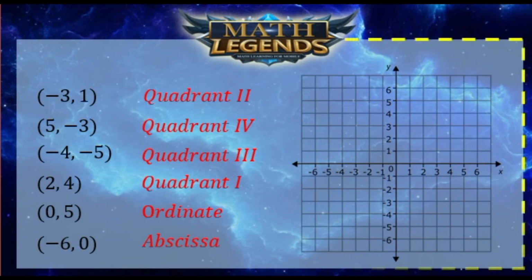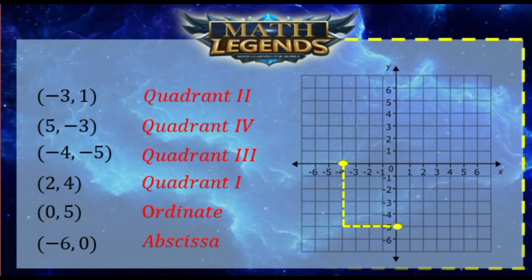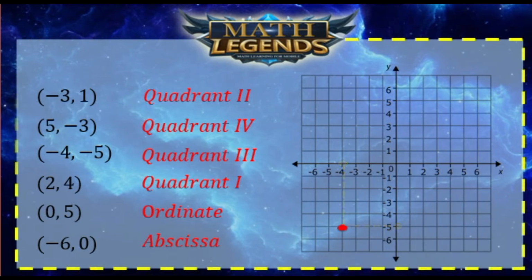Now let us have the next one, negative 4 and negative 5. Negative 4 is located along the negative x-axis, and we have negative 5 that is located along the negative y-axis, and the intersection of the point will be the location of it, and let us call it negative 4 and negative 5.